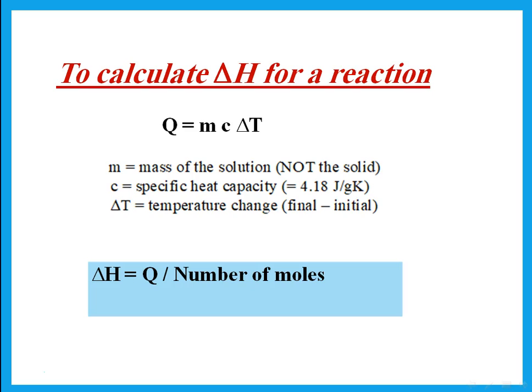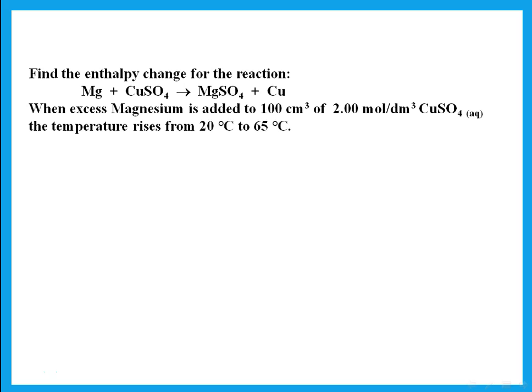Do you remember how to calculate number of moles? We said we calculate number of moles based on what he gives me. So if he's given me a mass in grams, the number of moles is mass over molecular mass. If he's given me solutions with concentrations and volumes, then the number of moles is concentration times volume. Okay, let's take a look at this example. So he's saying find the enthalpy change, that's delta H again. For this reaction, he added magnesium to 100 centimeter cubed of 2 mole per decimeter cubed copper sulfate. The temperature rises from 20 to 65.